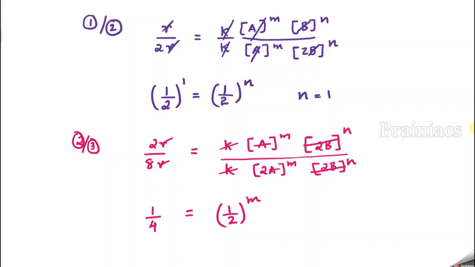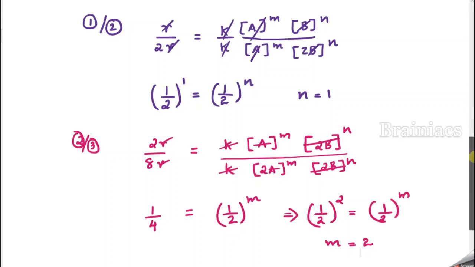So now tell me, how can we write 1 by 4? (1/2)^2 is equal to (1/2)^M. So from this I could understand M is equal to 2. Now tell me, you got M and N. Now how can you write the rate law expression?